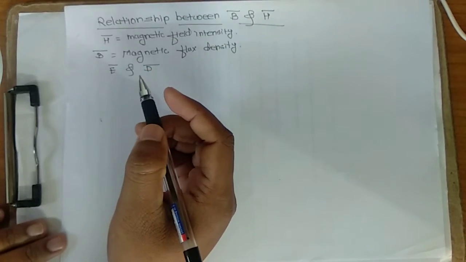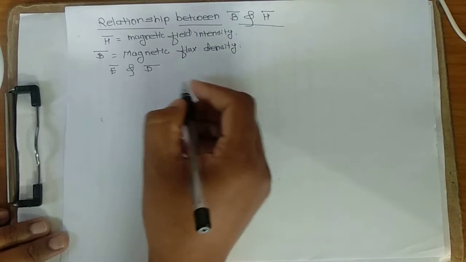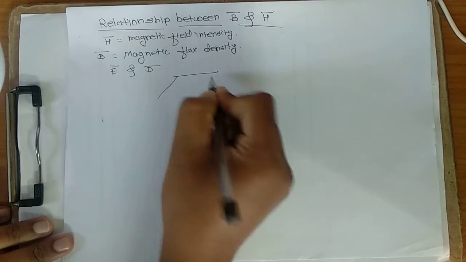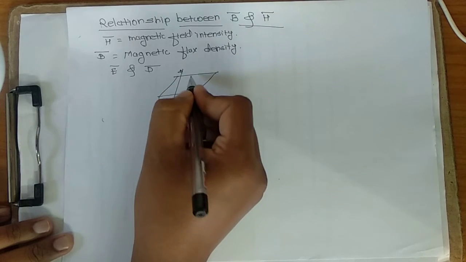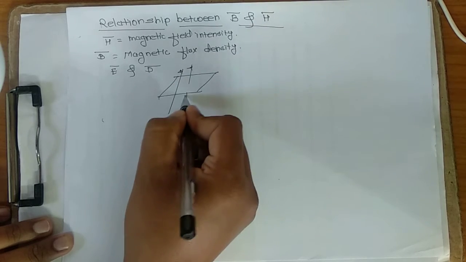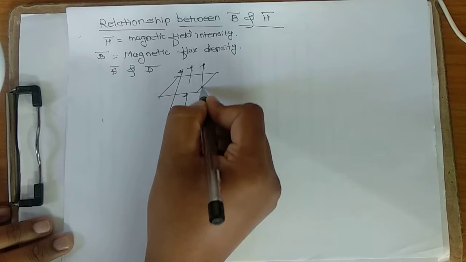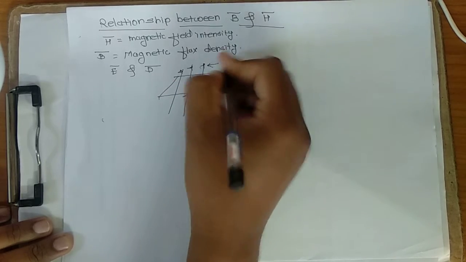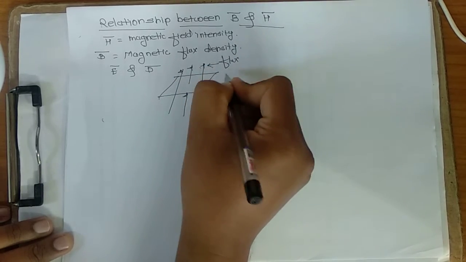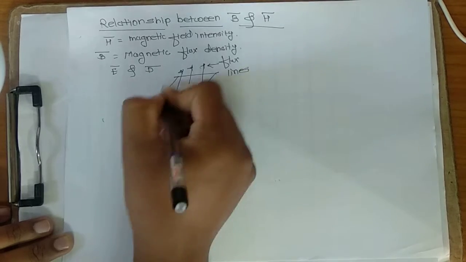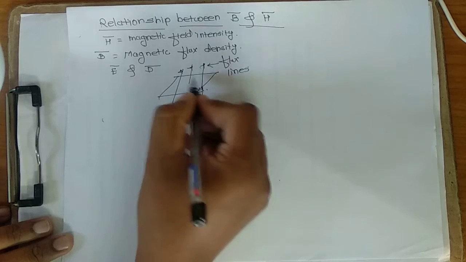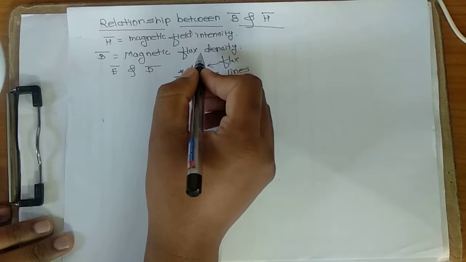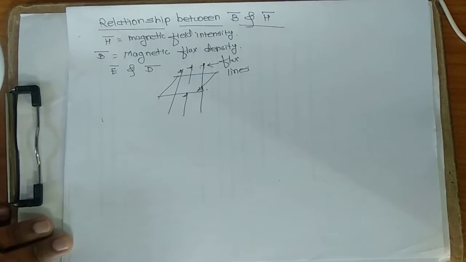Suppose there is a surface like that, and some flux is crossing through that surface. These are called flux lines. And how much flux is passing through that particular surface is called the magnetic flux density. So this is the surface, and from that surface, suppose flux lines are crossing, then it is called the magnetic flux density. So that is very simple.